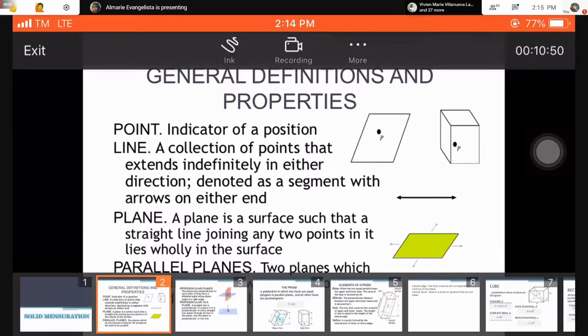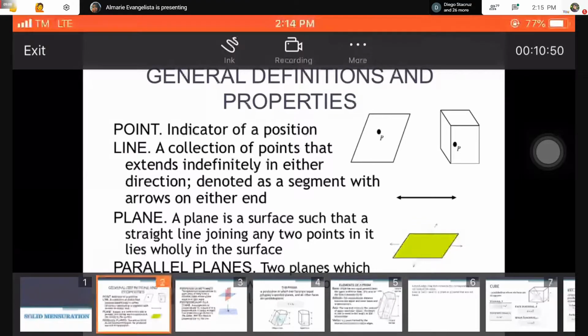Next is plane. A plane is a surface such that a straight line joining any 2 points in it lies wholly in the surface. 2D surface lang siya, binubuo ng length and width. Ang kulang sa kanya, wala siyang thickness. Flat surface with no thickness.